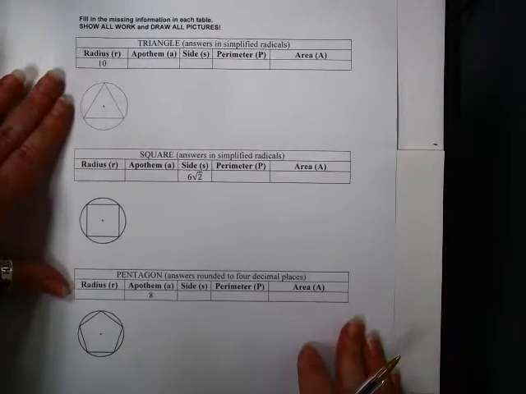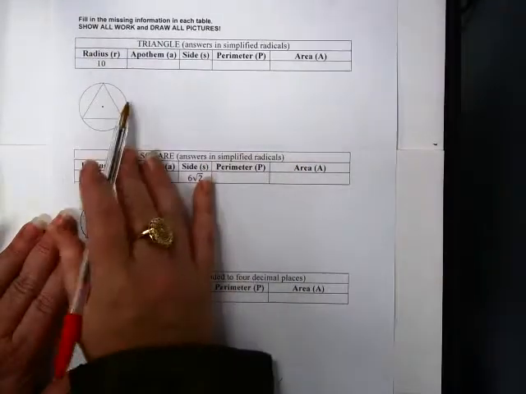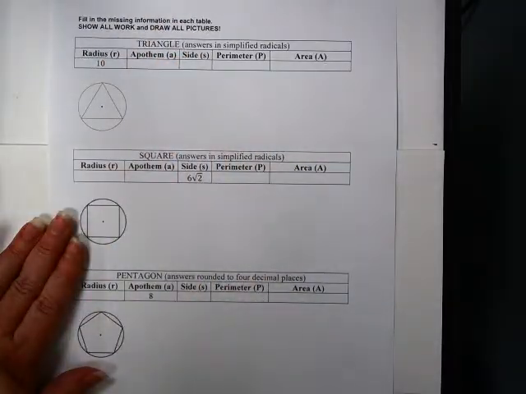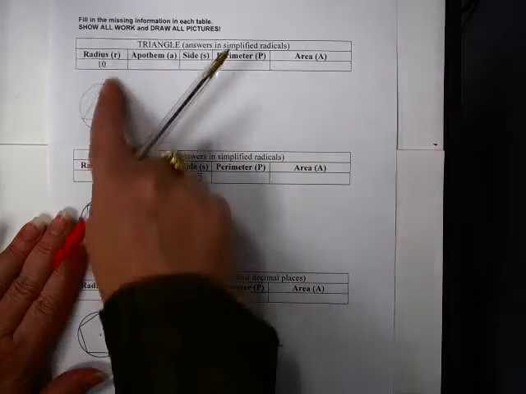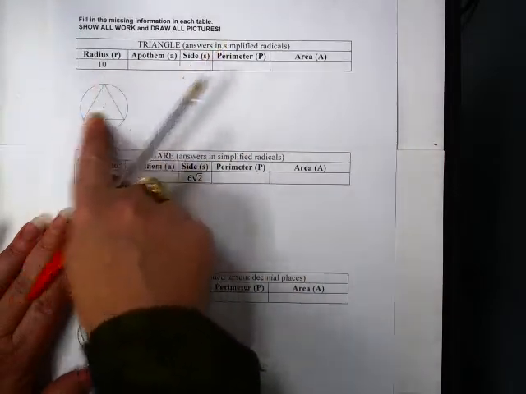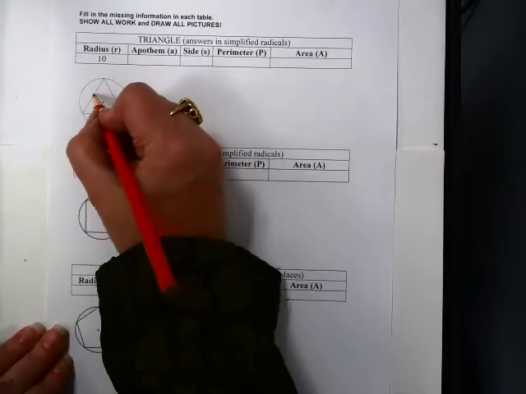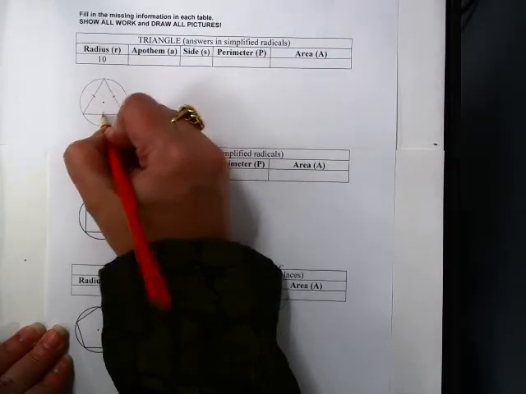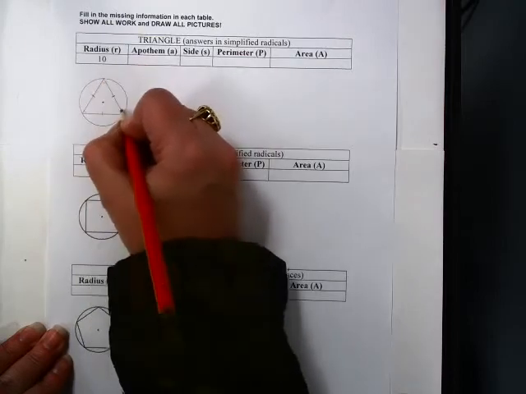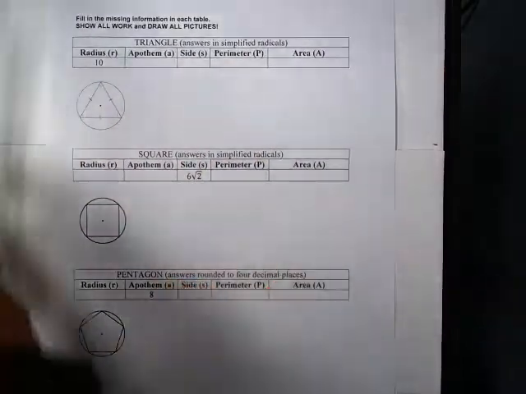We're going to start with triangle. Alright, so remember that these are regular polygons, so that means all the sides are the same. So this is an equilateral triangle. And what we know about an equilateral triangle is that all the sides are congruent and all the angles are congruent. Okay, that's going to be important information in a minute.